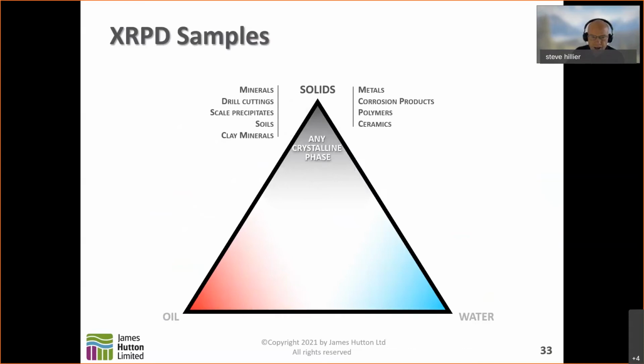So here we are with XRD very much at the top of the triangle. The things that we might look at are minerals, drill cuttings, scales, soils, which is a lot of history in looking at the minerals in soils. Clay minerals, a lot of history on that too. Metals, corrosion products, polymers, which tend to give a diffraction pattern somewhere between crystalline and amorphous, often referred to as paracrystalline, and ceramics. And in fact, most materials that are solid, we can deal with. Next slide, please.